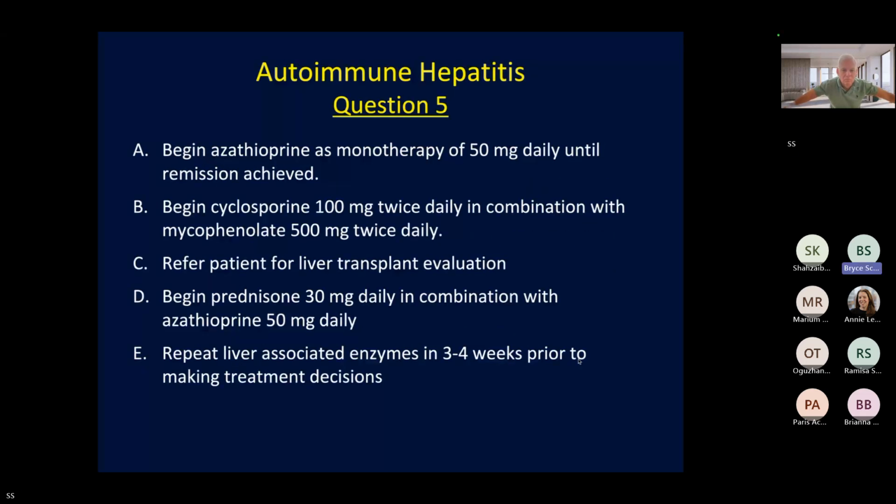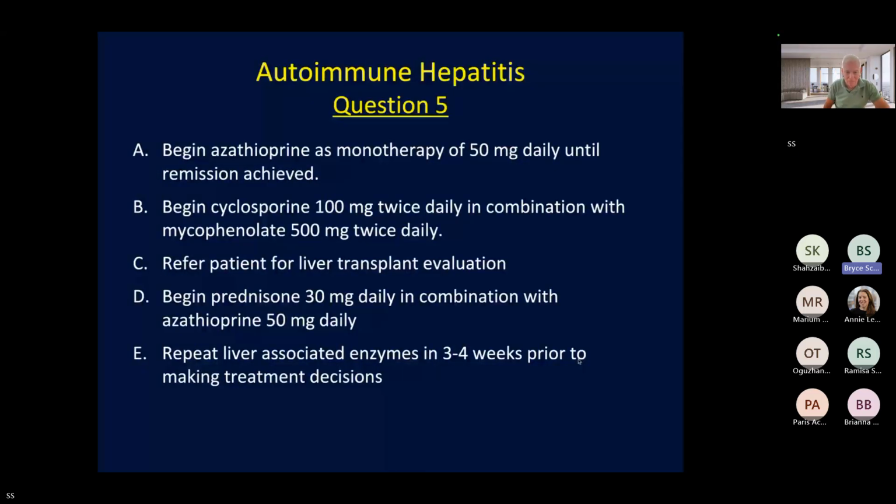A, begin azathioprine as monotherapy at 50 milligrams daily until remission achieved. B, begin cyclosporin 100 milligrams twice daily in combination with mycophenolate 500 milligrams twice daily. C, refer the patient for liver transplant evaluation. D, begin prednisone 30 milligrams daily in combination with azathioprine 50 milligrams daily. E, repeat liver-associated enzymes in 3 to 4 weeks prior to making treatment decisions.